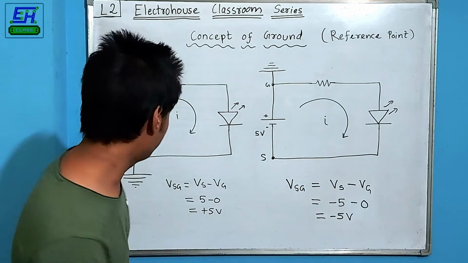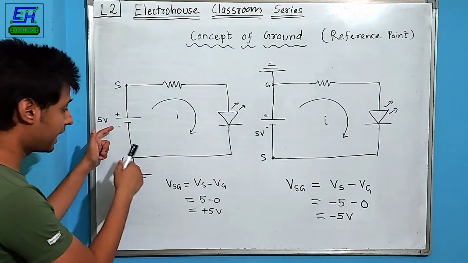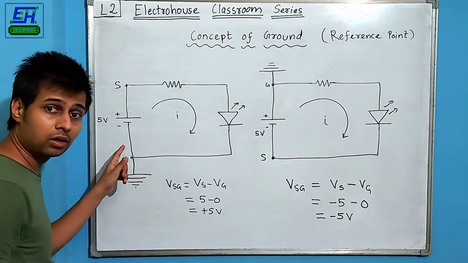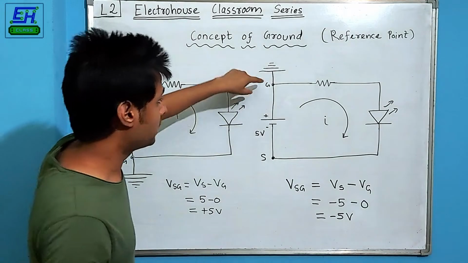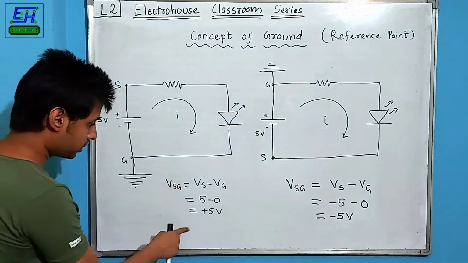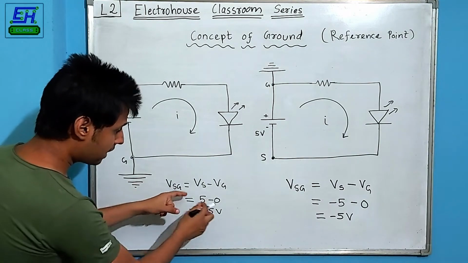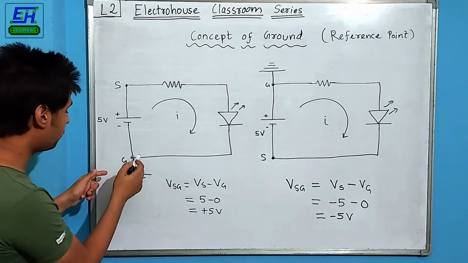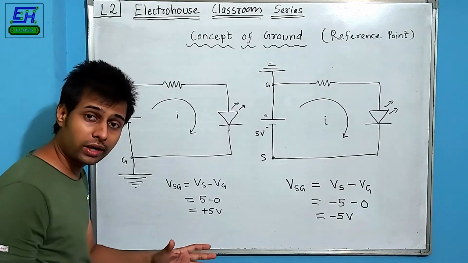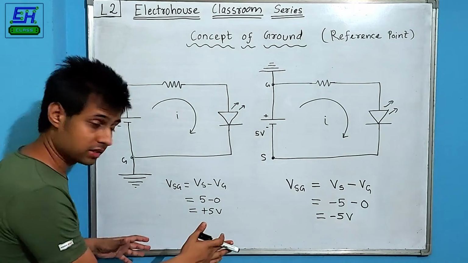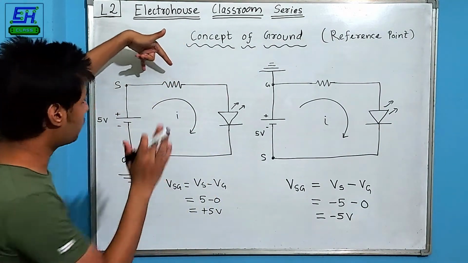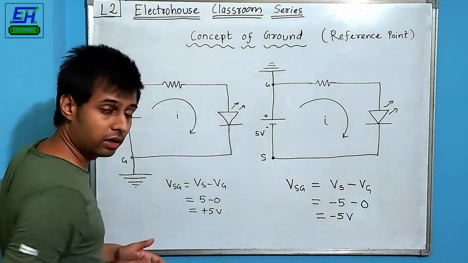So what is the reason we prefer connecting the ground terminal to the negative terminal, or considering our ground to be the negative terminal of the battery and not the positive terminal? The reason is very simple. Just look at these calculations. You will see that when the ground is considered to be the negative terminal, the voltages are actually positive quantities, and that's why it is much easier. Even the voltage drop across this resistor and across this LED will be positive.